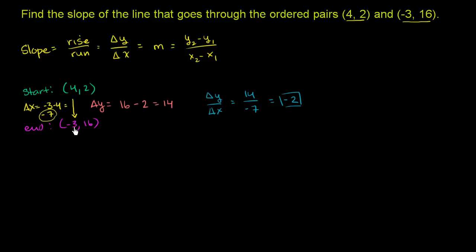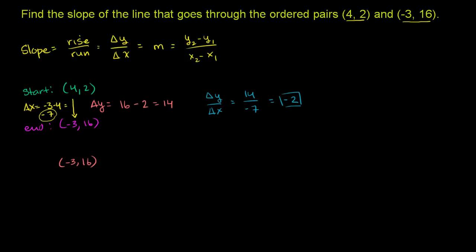Now what I want to show you is that we could have done it the other way around. We could have made this the starting point and this the end point. And what we would have gotten is the negative values of each of these, but then they would have canceled out, and we would still get -2. Let's try it out. So let's say that our start point was (-3, 16).